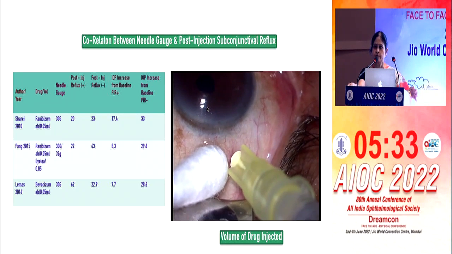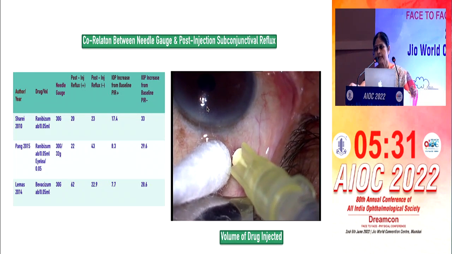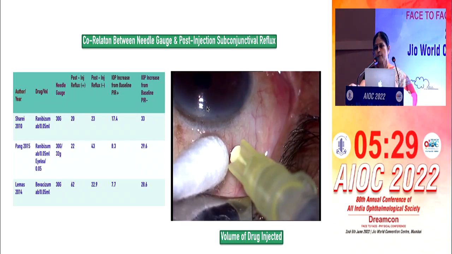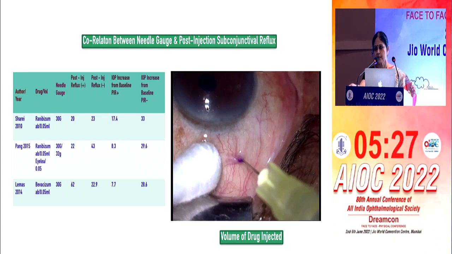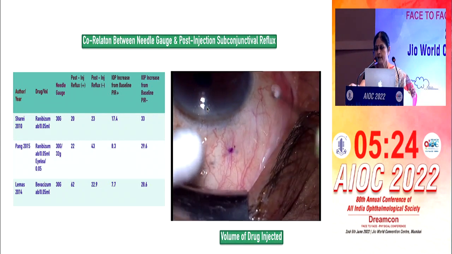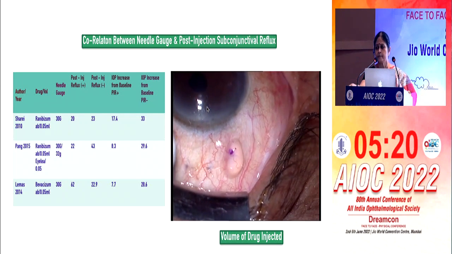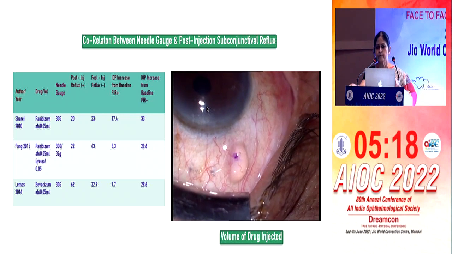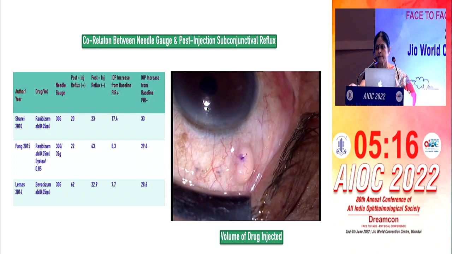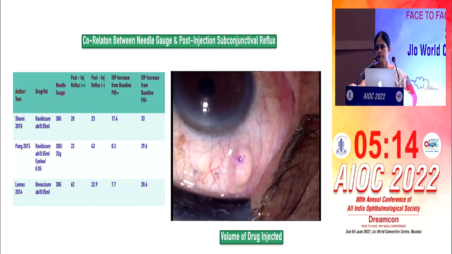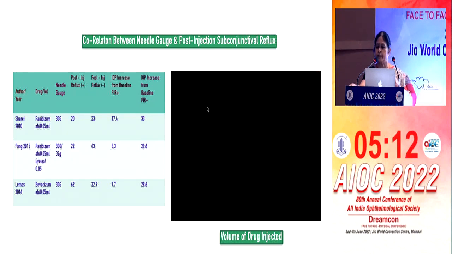The post-injection reflux is a very important safety mechanism which helps the pressure from going up sky high and resulting in dreaded complications such as a central retinal artery occlusion. And most of us have the knee-jerk reflex of trying to prevent the fluid from coming into the subconjunctival space by pressing on the site of injection. This is something which should not be done.